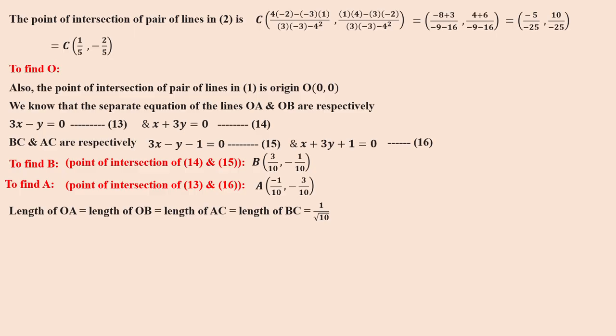Then the length of OA and length of OB is equal to the length of AC, which is equal to the length of BC, which is 1 by root 10. You can easily find the length using the distance formula, root of x2 minus x1 the whole square plus y2 minus y1 the whole square. So you will get this. Therefore the given pair of lines form a square. You just solve this. You can easily find the points of intersection, solve these equations, and then using the distance formula you find the length. You will get the values. Thanks.